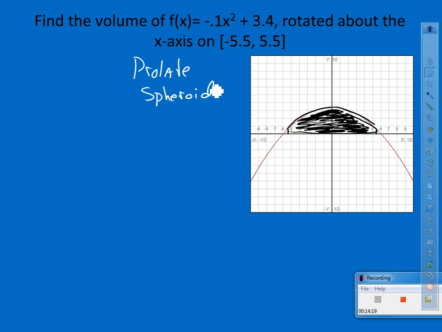Prolate spheroid. And I'm going to bet that 99% of you have thrown one of these. In layman's terms, we call it a football. So we're going to find the volume of this football. This is a regulation size football. So let me get rid of the name of it, and let me show you the setup. The setup's going to look like this then.